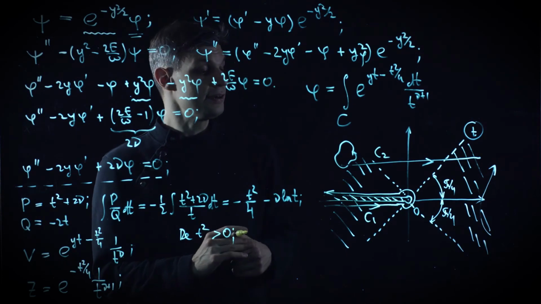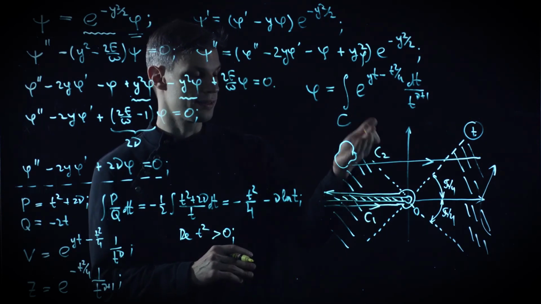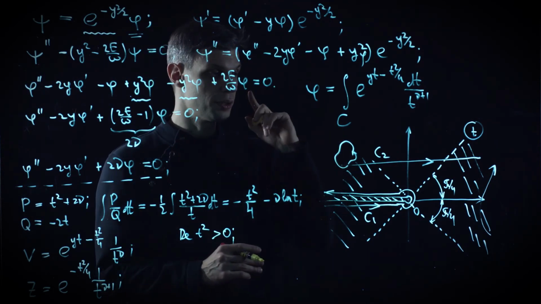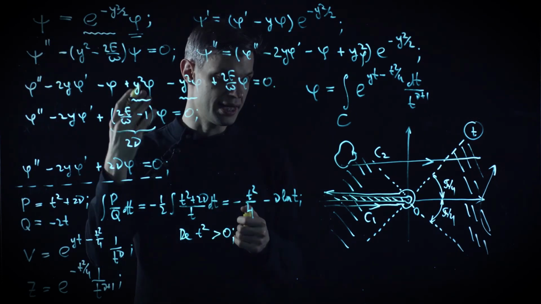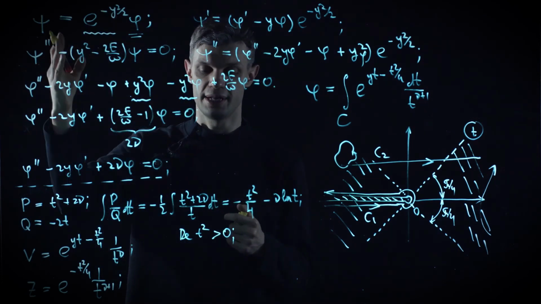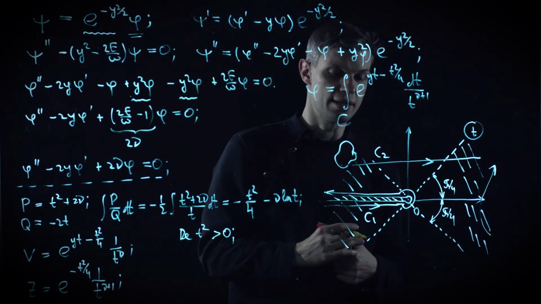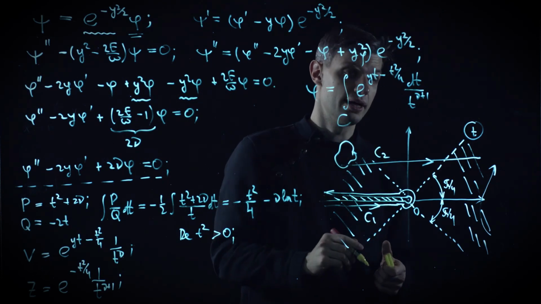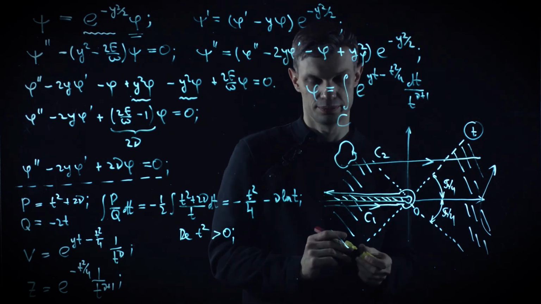Okay, so first let us investigate the behavior of the solution defined by this C1 contour. As you remember, we require that our total wave function decays at y tending to plus and minus infinity. So now our number one task is to explore the behavior of this integral at large positive and negative values of the y coordinate.